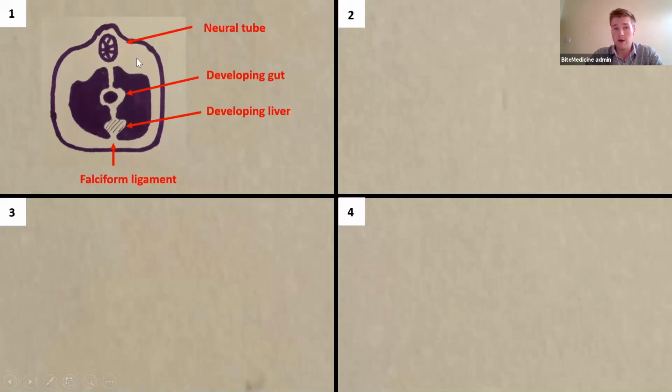So here we have a cut through of the embryo. At the dorsal aspect of the embryo, we've got the developing nervous system, the neural tube, and then a cut through, you can see the developing gut, and it's attached dorsally and ventrally. And here in the ventral portion, we have the developing liver, and it's connected to the abdominal wall by a structure that in adults is the falciform ligament. So why is this relevant to Cullen's sign?